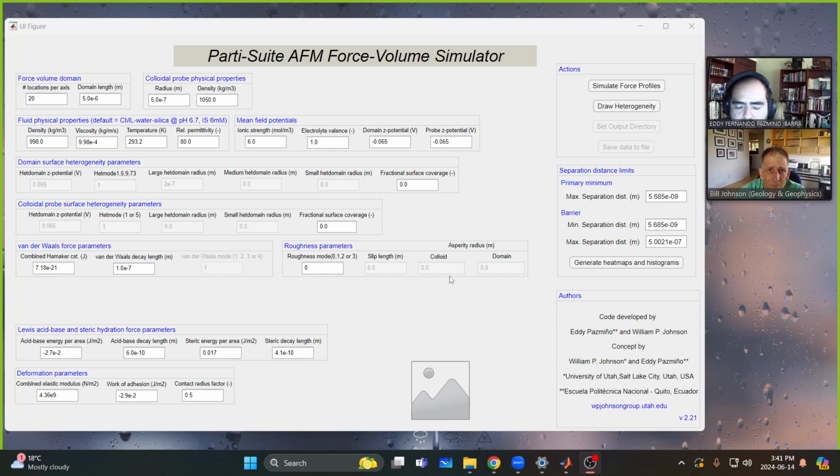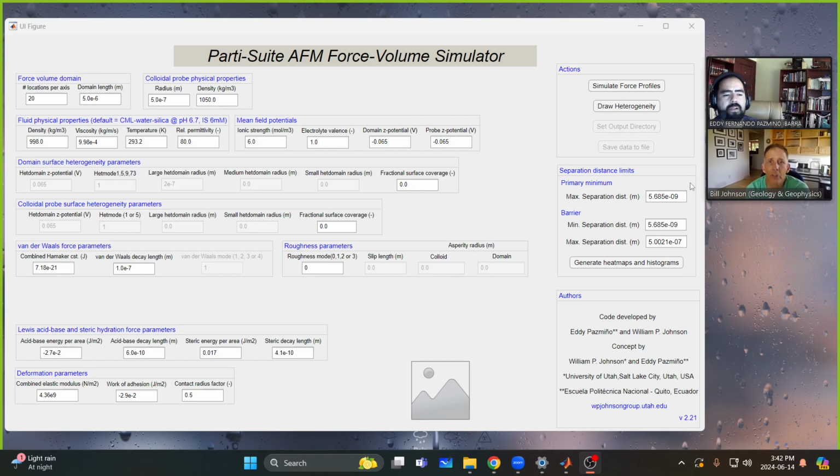What we did is use all the knowledge that was developed in Bill's group over more than a decade, almost two decades, and build this simulator using DLVO theory, extended DLVO theory, and also some contact mechanics to try to mimic what an atomic force microscope is going to measure in the real world. That's the aim of this module.